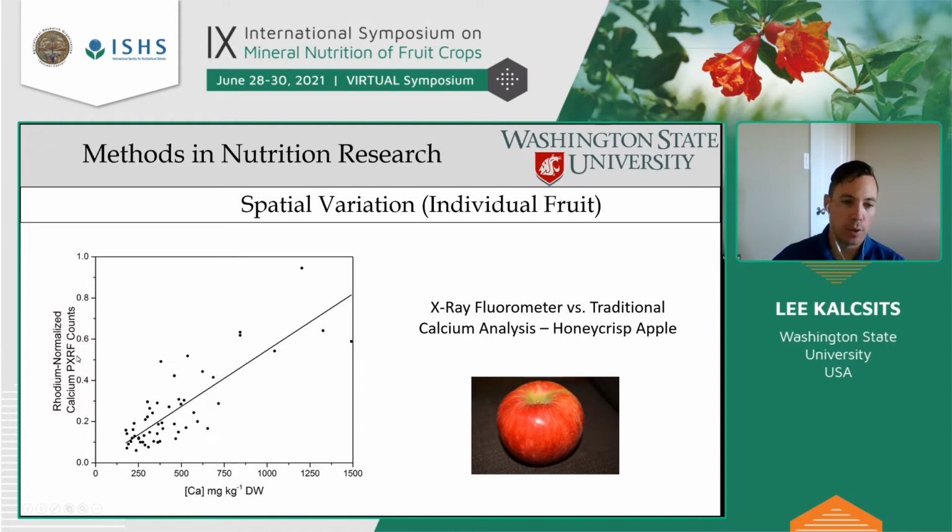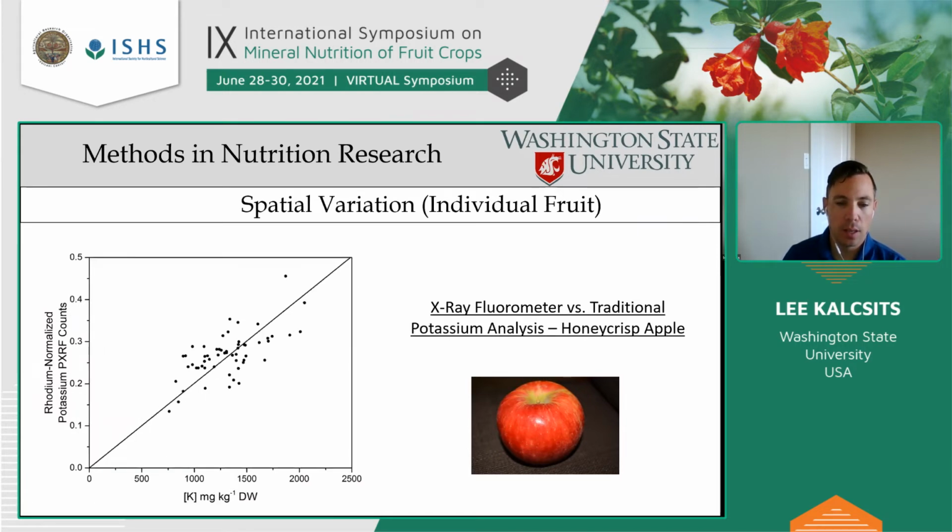The X-ray fluorescence is an average of 4 spots around the fruit, and the calcium on the x-axis, measured traditionally, is from the peel sampled right around the equator of the fruit. So you can see clear relationships with calcium, and we can also see clear relationships with potassium.